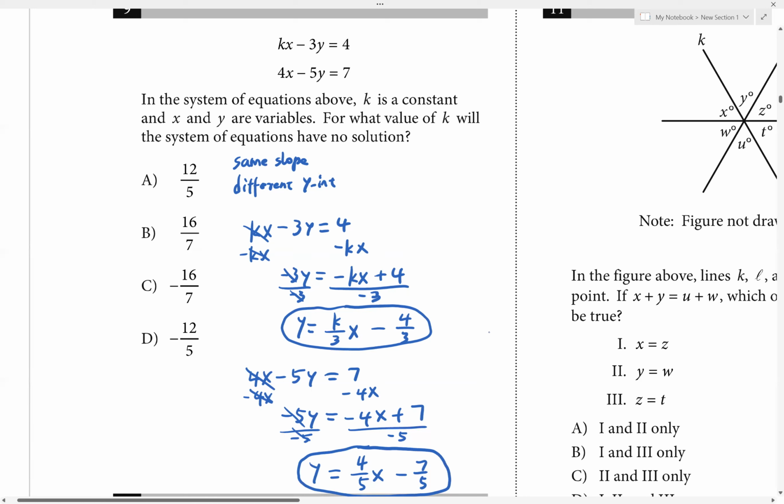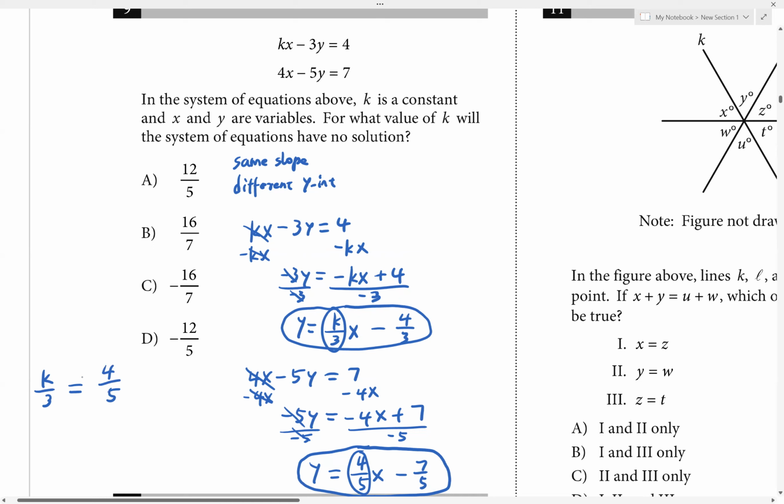All right, the slopes have to be the same. Well, where is the slope? For the first equation, the slope is whatever is in front of x. That's the k over 3, so that's our slope. And we said this has to equal the other slope so that they will be parallel and have no solution. So let's say k over 3 has to equal 4 over 5.